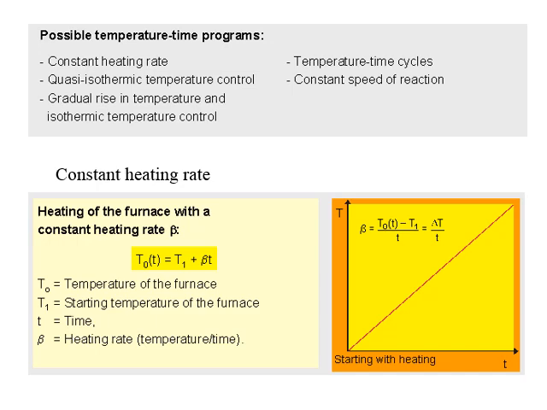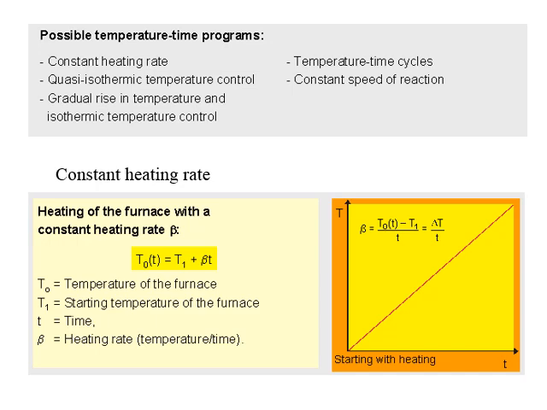There are several different types of time temperature programs that people use in TGA. The most common is a constant heating rate, where the temperature is just increased at some fixed ramp rate while you measure the corresponding weight. There's also isothermic temperature control and quasi-isothermic temperature control. That's a situation where you bring the furnace to a specified temperature and then hold it at that temperature and measure the weight during that hold.